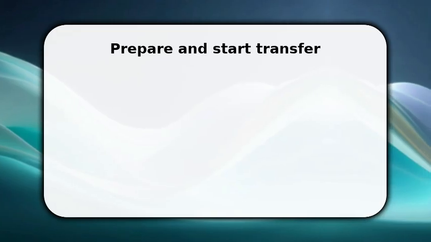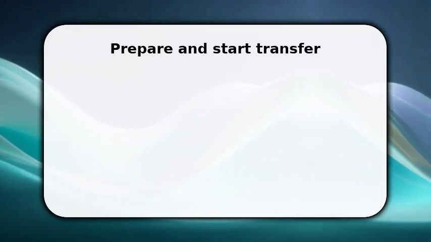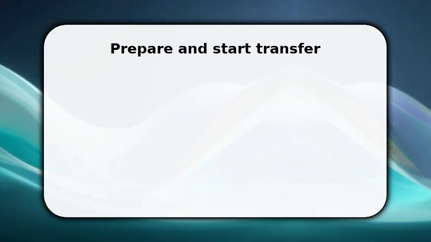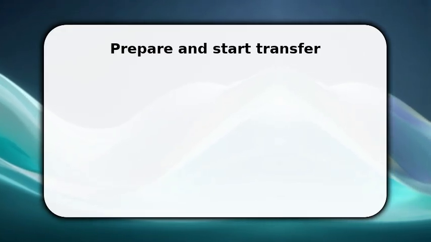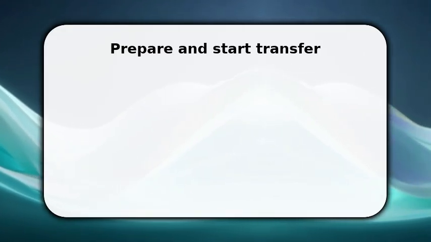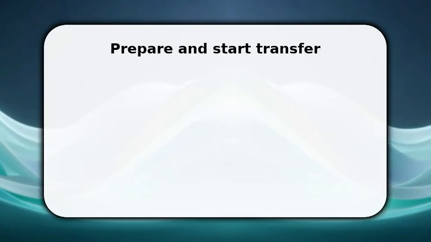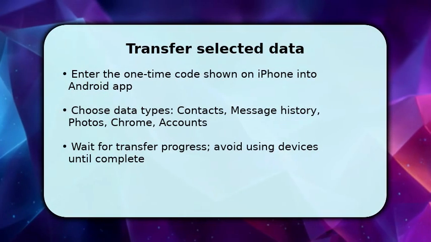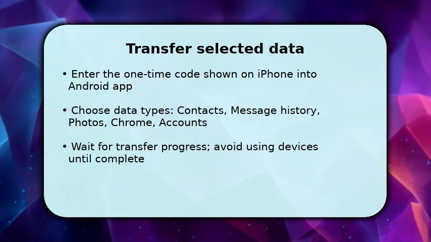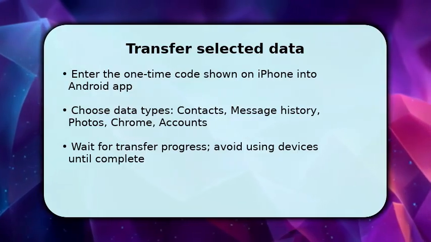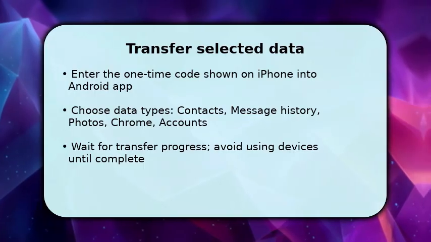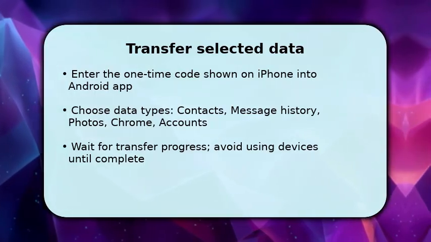You'll open Move to iOS on Android and follow prompts until you see the one-time code on the iPhone. That code links the two devices securely. You enter the one-time code from the iPhone into the Android Move to iOS app, and then you select what to move. You should choose contacts, message history, photos, and any accounts that the app supports. Note apps transfer only as suggestions from the App Store.